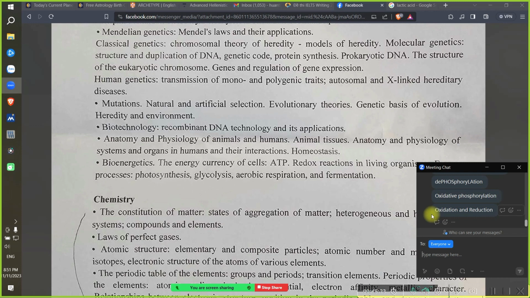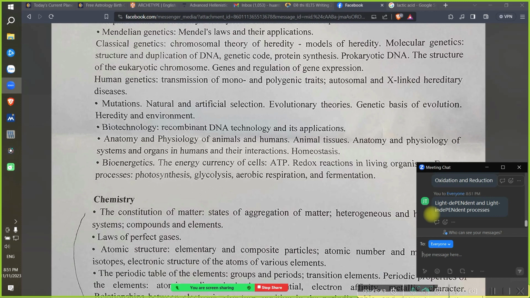So light dependent and light independent processes. Inside those processes, there are smaller processes.